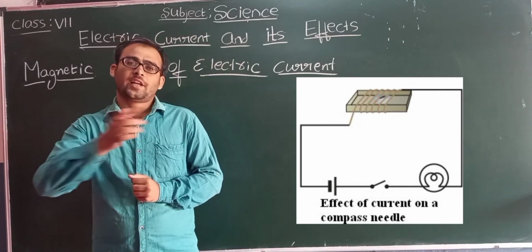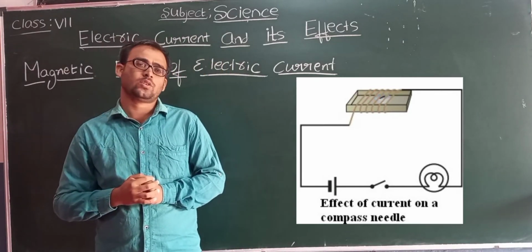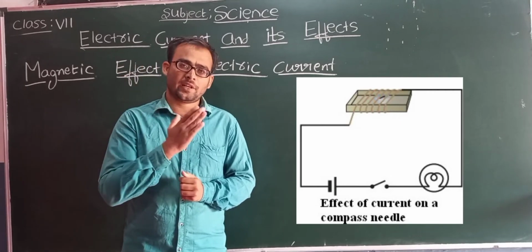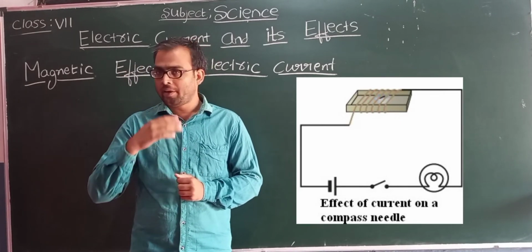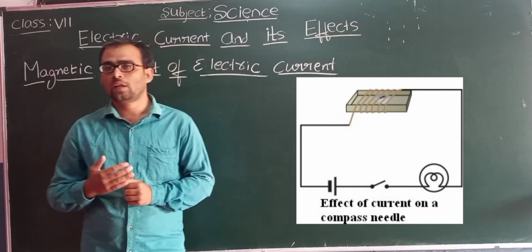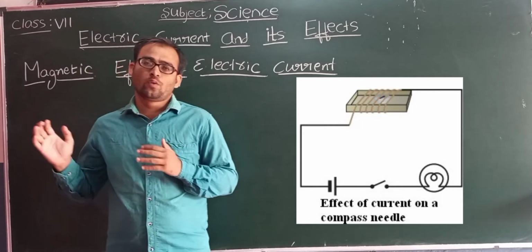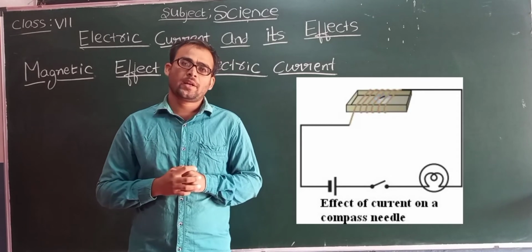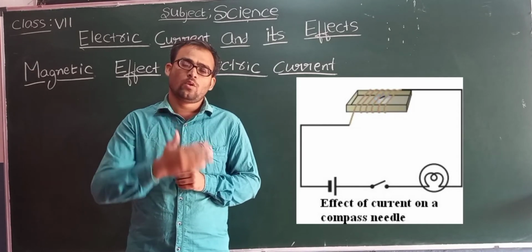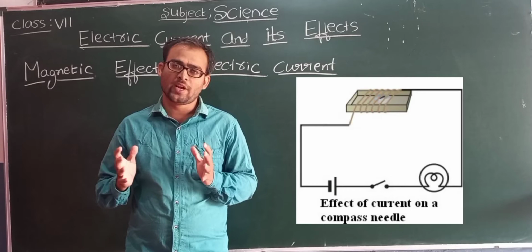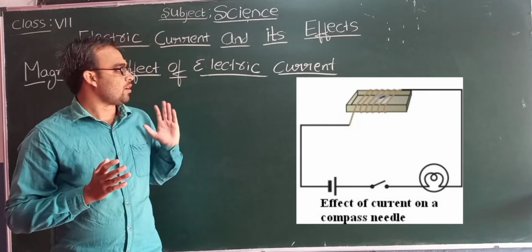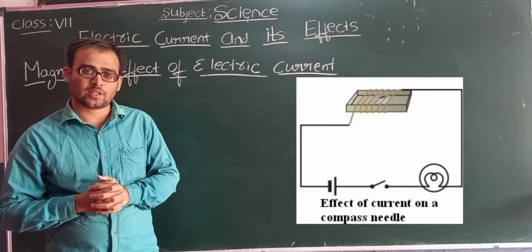whenever the electric current is flowing through the wire, a magnetic field is created around the wire. So whenever the electric current is flowing through the wire, the magnetic field is created around the wire. This effect is known as what? Magnetic effect of electric current.